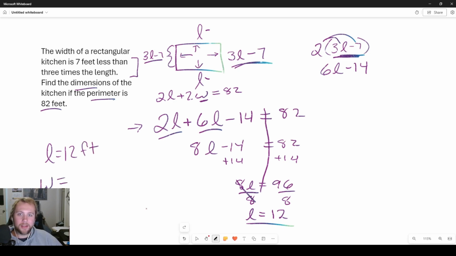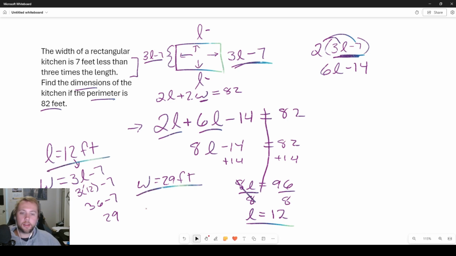So to find the width, we need to actually solve what they gave us. They told us that the width is 3 times the length minus 7. Well, we know the length. The length is 12. So let's plug 12 into here. So 3 times 12 minus 7. So if you do 3 times 12, you get 36. And 36 minus 7, that's 29. So the width is 29 feet. So you got the width, you got the length. Those are the dimensions. I hope that made some sense.